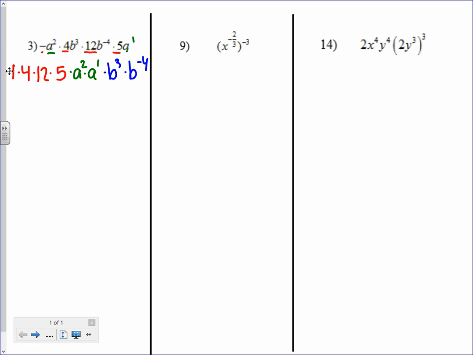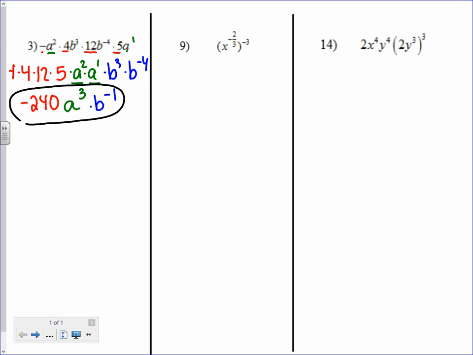Multiplying negative 1 times 4 times 12 times 5 gives you negative 240. Then looking at the a's, because the a's have the same base and they're next to each other, I have 2 plus 1, which gives me a to the third. And finally, I add the 3 and negative 4 and get b to the negative 1. So that's our final answer, negative 240, a to the third, b to the negative 1.